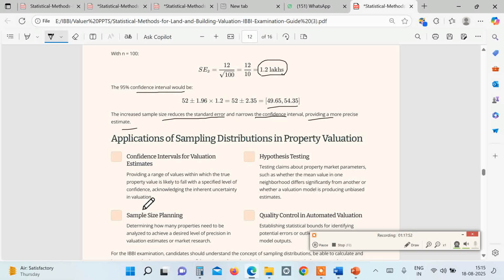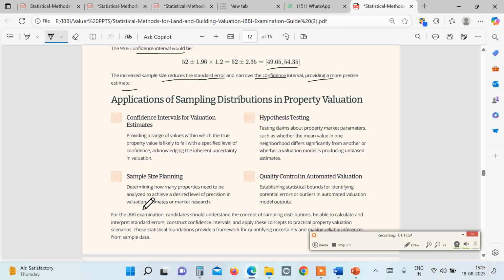So where is sampling distribution used in property evaluation? First, it is used for confidence intervals for valuation estimates. It provides a range of values within which the true property value is likely to fall within a specified level of confidence, acknowledging the inherent uncertainty in the valuation. Then hypothesis testing would test claims about property market parameters, such as whether the mean value in one neighborhood differs significantly from another, or whether a valuation model is producing unbiased estimates.